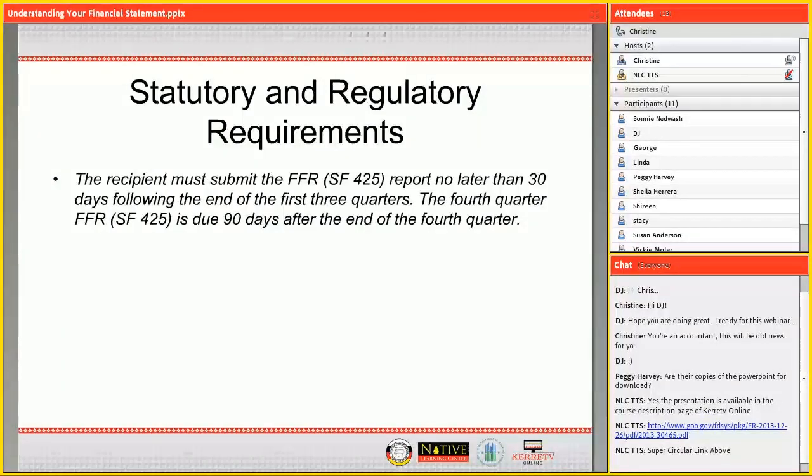Okay, your 425 is due no later than 30 days following the end of the first 3 quarters, and then the 4th quarter is due 90 days after the end of the quarter. So roughly your final 425 for the year is due the same time your APR.